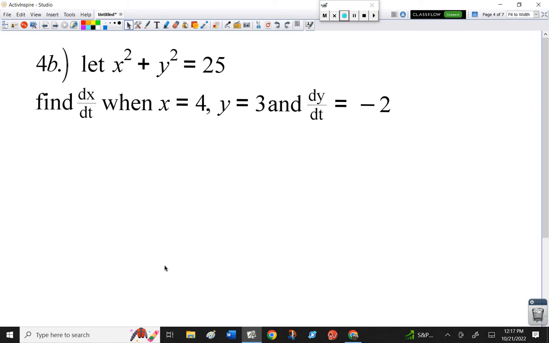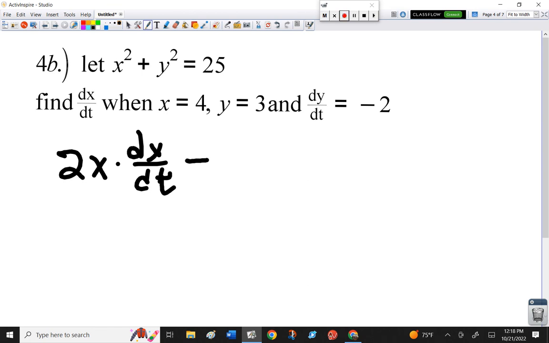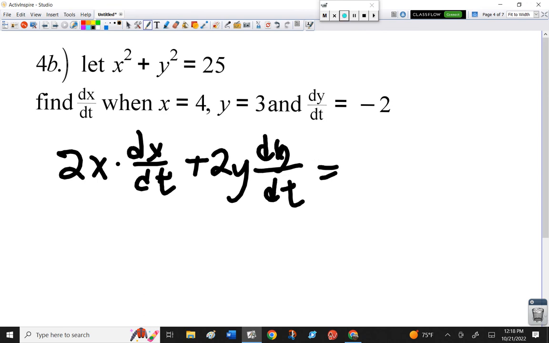Here's what I got. I got 2, oops. Don't use green on top of white. It's just bad form. 2x times dx dt, and then plus 2y dy dt. Oh, that's a y. Equals, what's the derivative of 25? Well, if you said 0, good job, because 25 doesn't change, and that means 0.